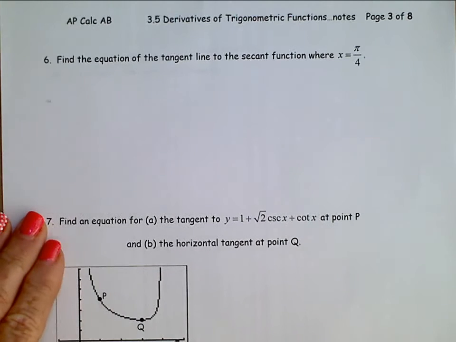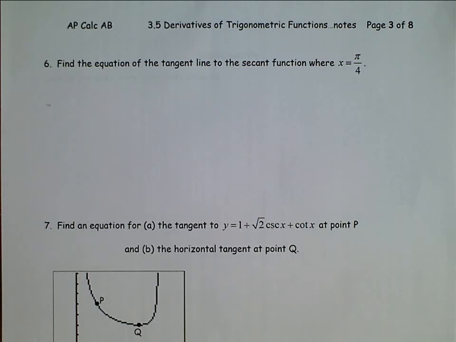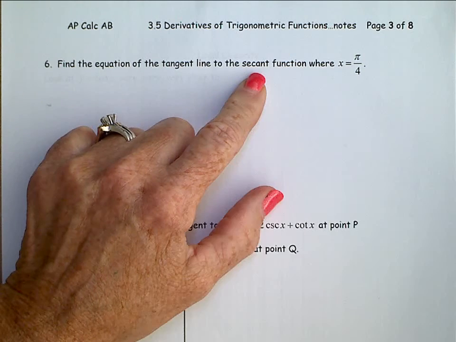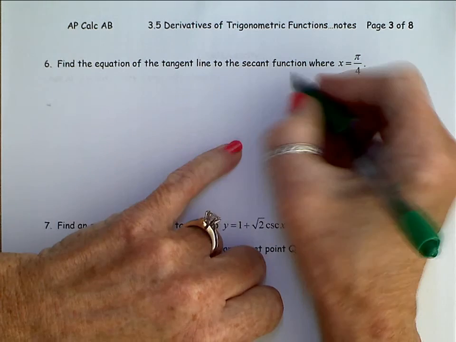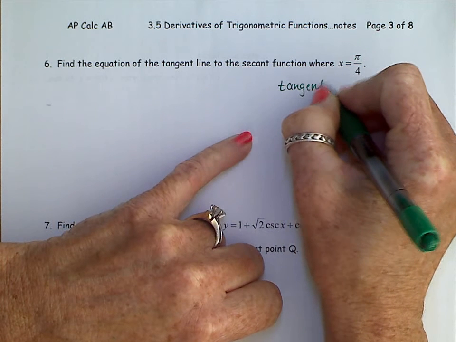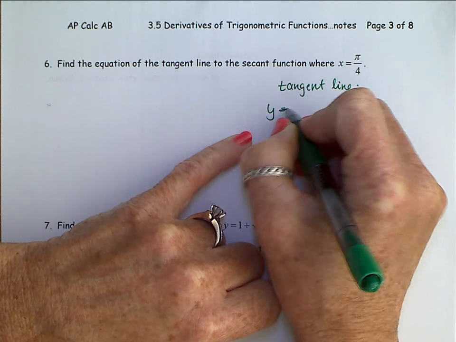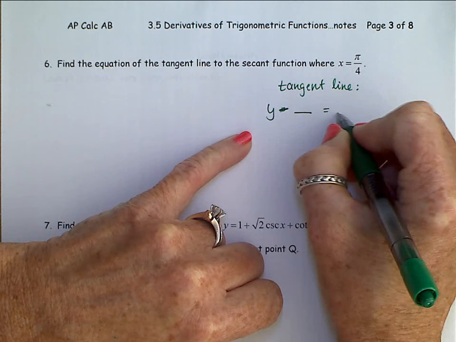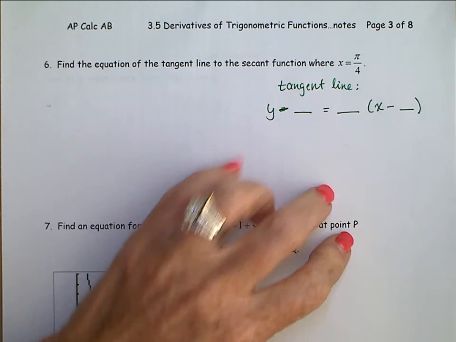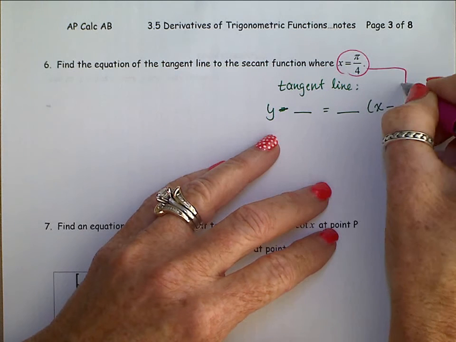Section 3.5, page 3. We are going to start today finding the equation of a tangent line to the secant function where x is equal to pi over 4. When we want to write the equation of a tangent line, start by setting this up: y minus something equals slope times x minus something. Some of this we know already. X is pi over 4, so we can plug that in.